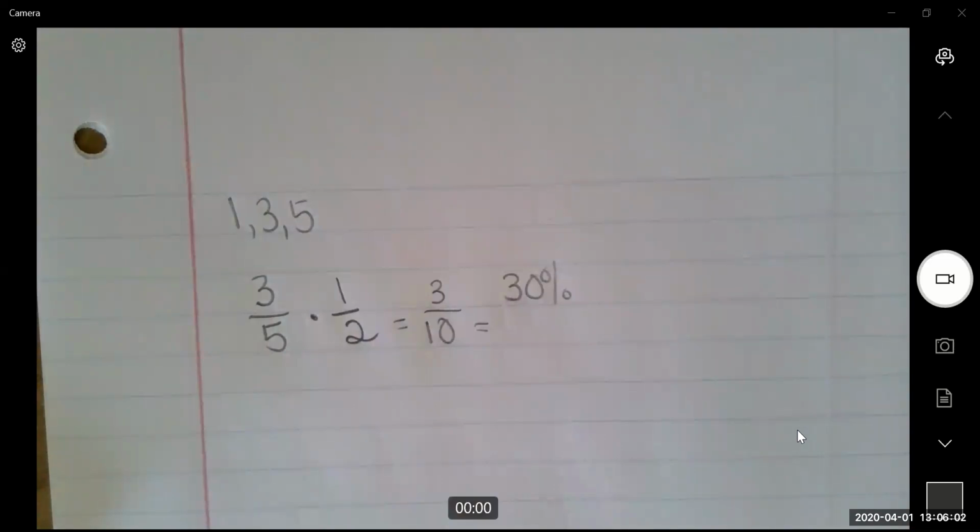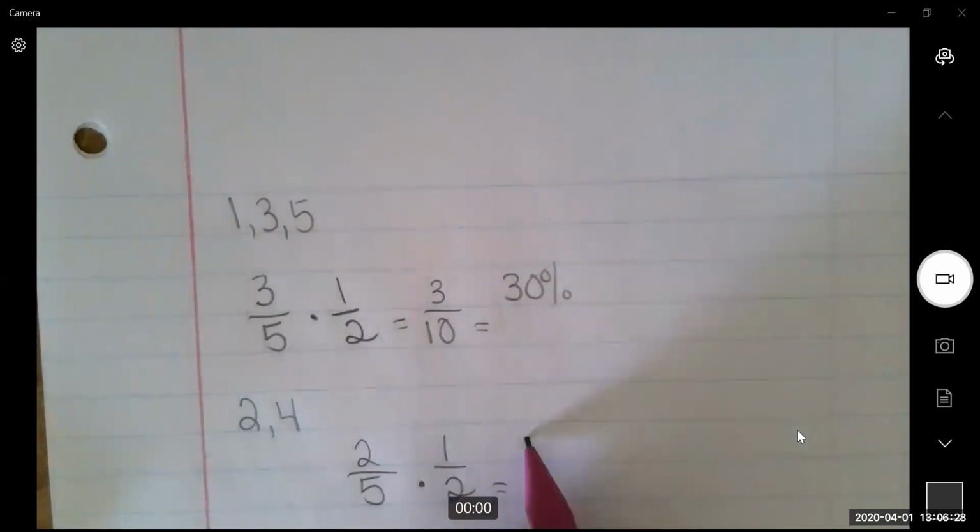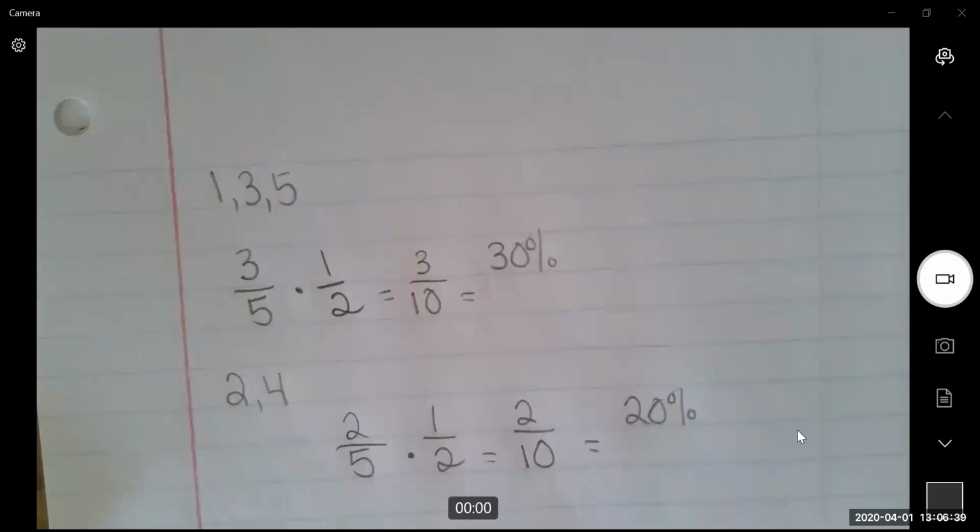Okay, so question 2, this is the on your own question on the bottom of page 662. Same spinner, same coin. What's the probability of spinning a multiple of 2 and flipping heads? Well, on the spinner, our multiples of 2 are going to be 2 and 4. So it's 2 out of 5 times 1/2, which is going to give you 2 out of 10, which is equal to 20%. All right, so those are independent events.